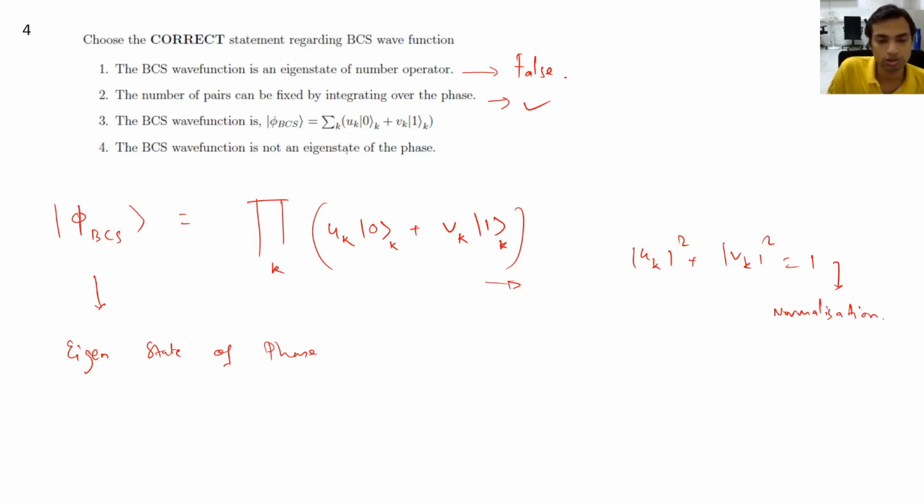The BCS wave function is not an eigenstate of the phase. This is false because it is an eigenstate of the phase. The next statement says the BCS wave function is a sum over k of uk 0 sub k and vk 0 sub k. This statement is false. It is actually the product of all such possible Cooper pairs. So the only correct answer is this one.